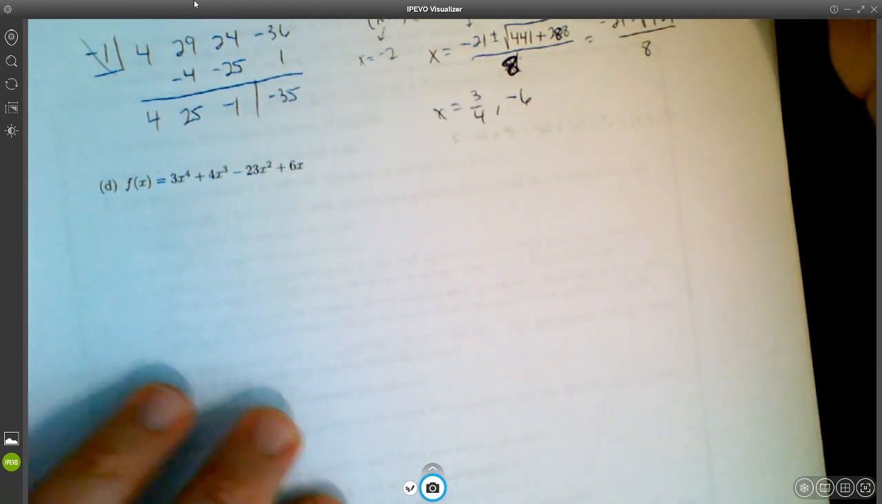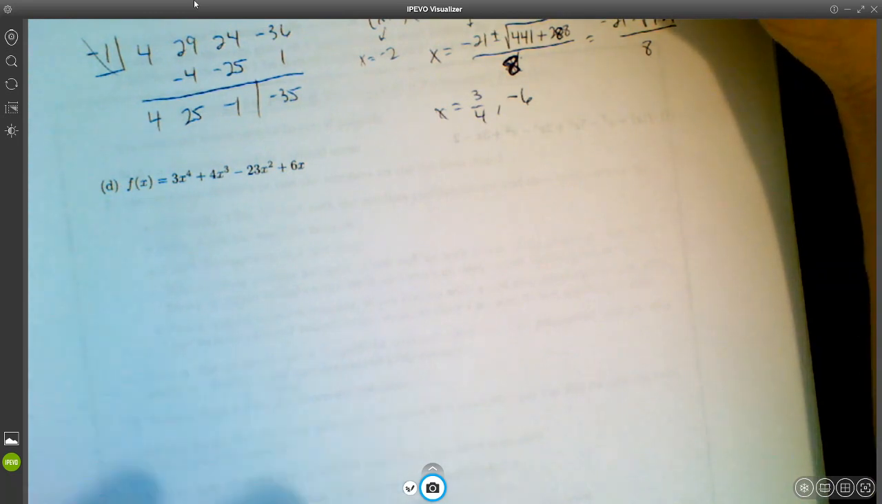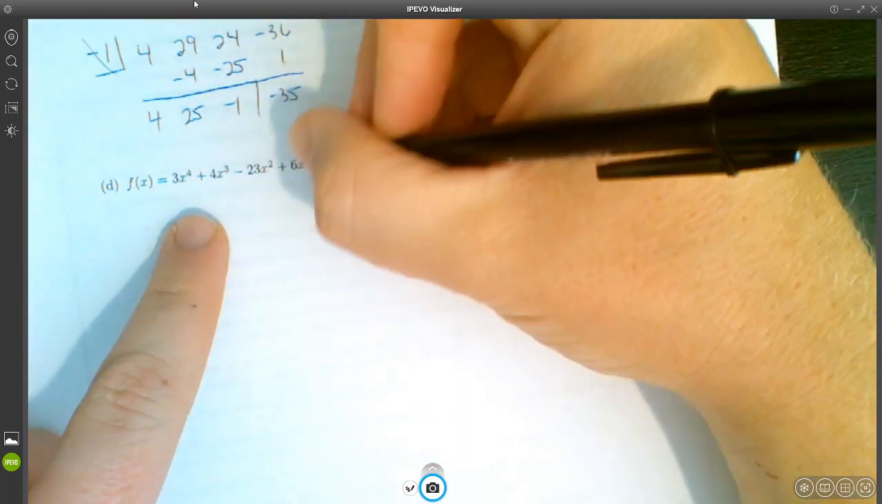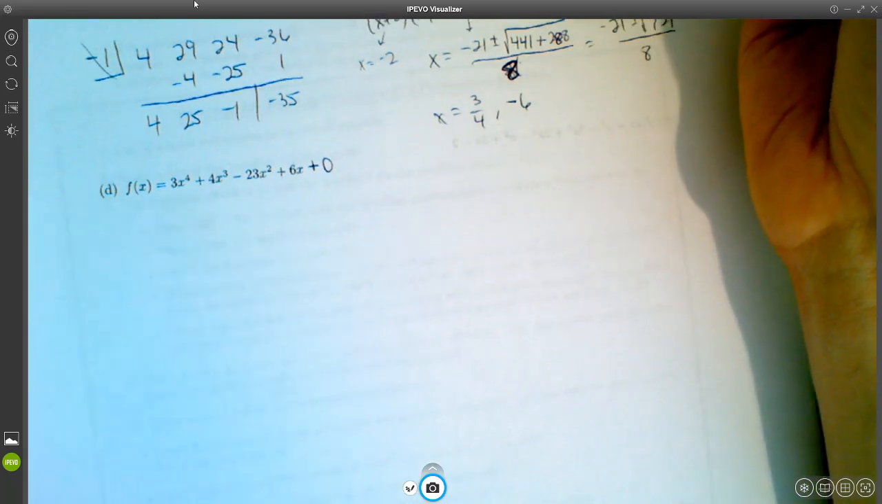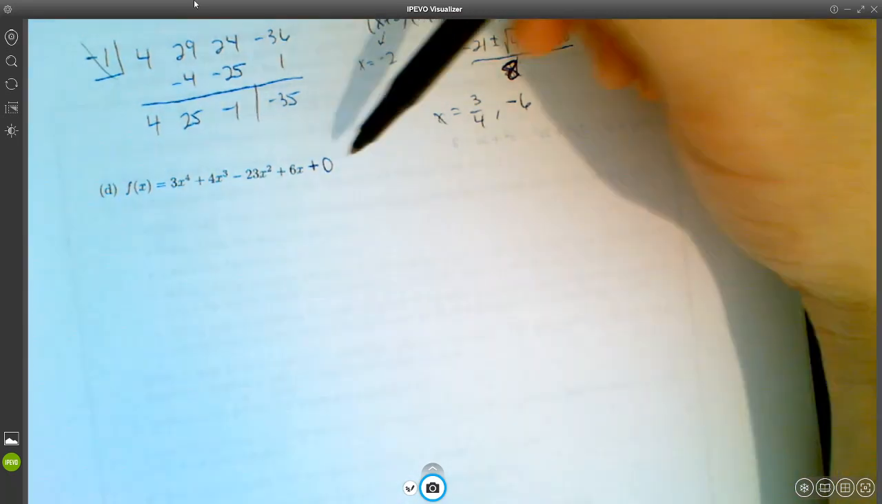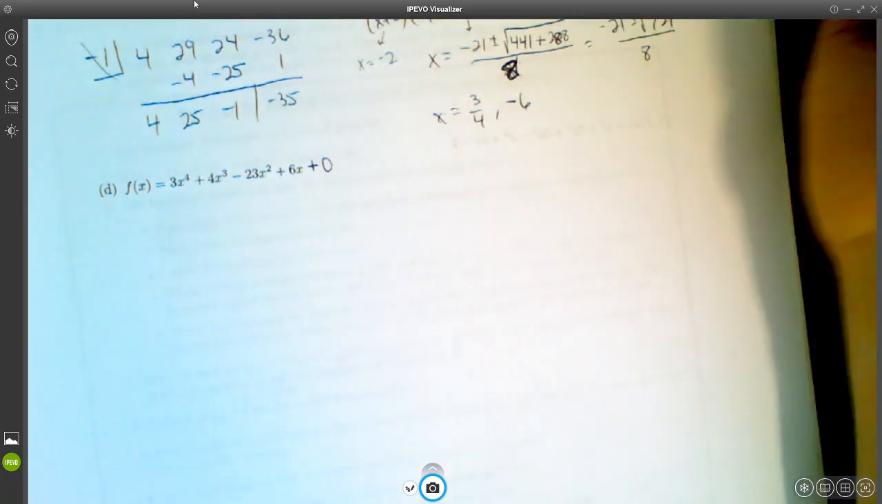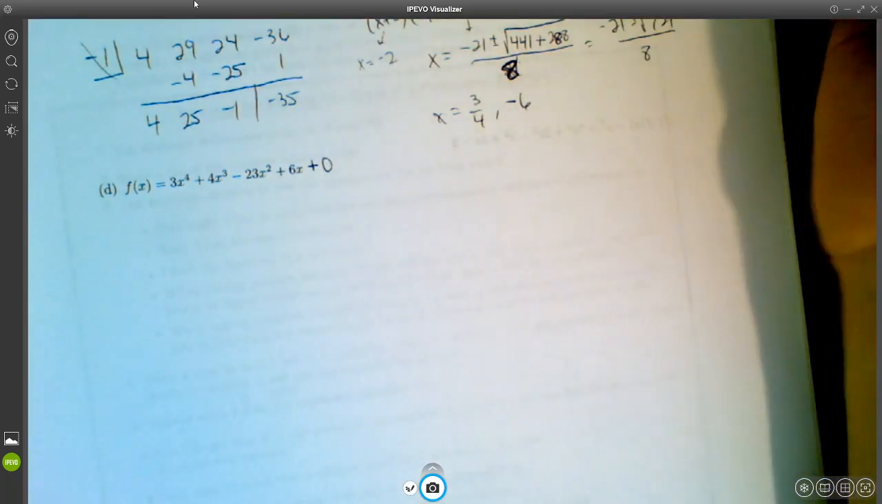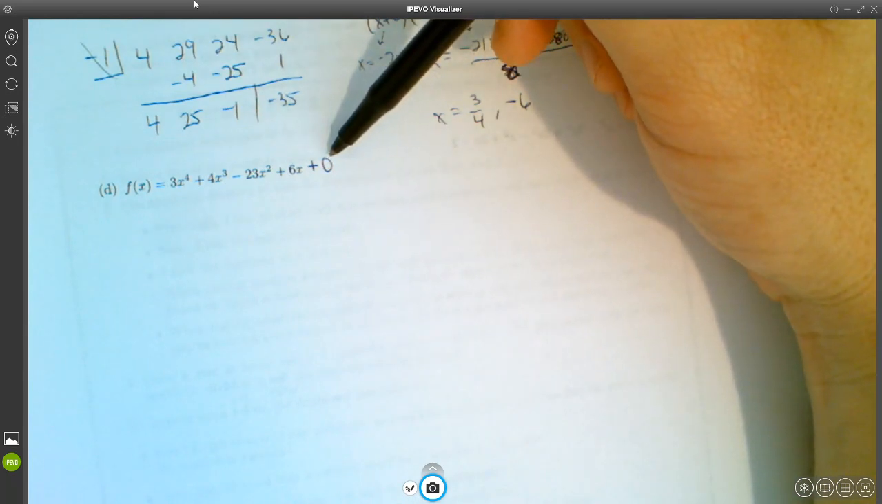Let's do another one. Okay? Part D. Now, Part D presents a different challenge, right? Because our constant term here is 0. And if you remember in the statement of the rational zeros theorem, we said that the first term and the last term were not allowed to be 0. So you can't apply the rational zeros theorem to this polynomial.